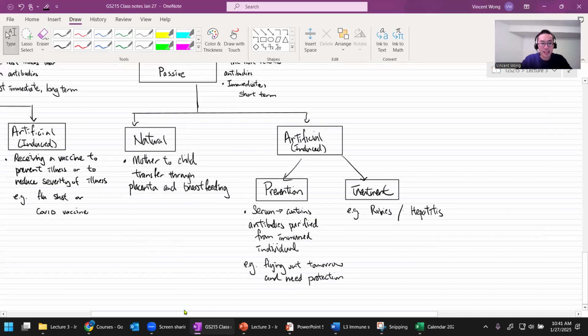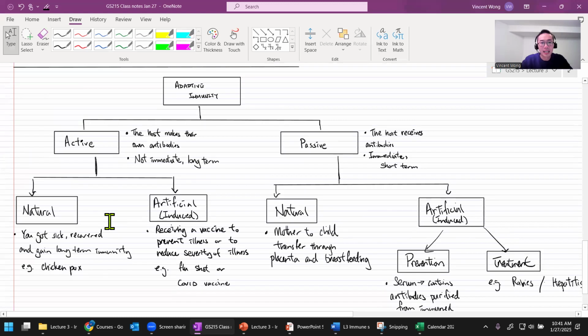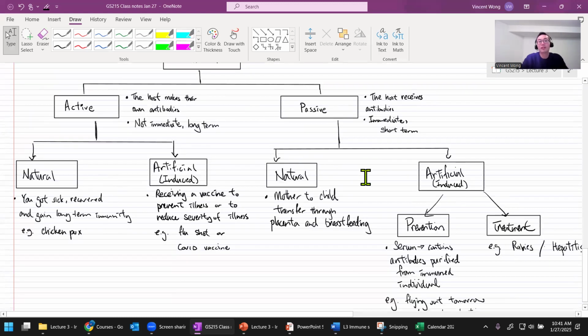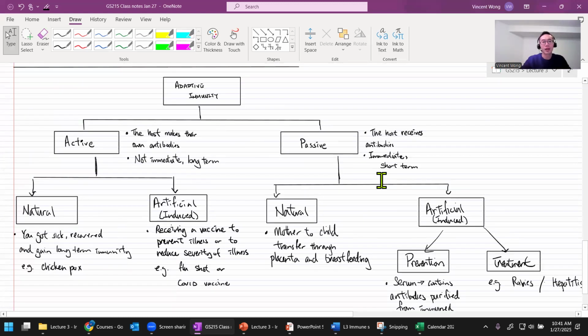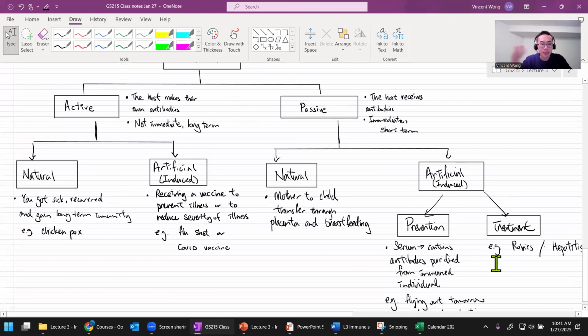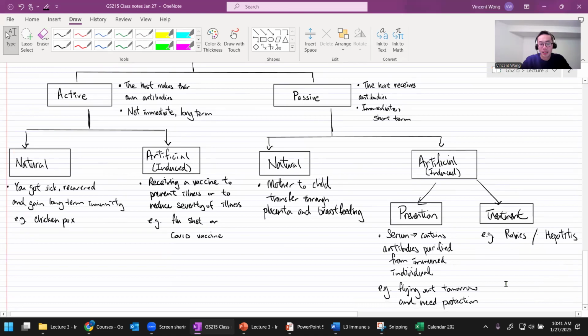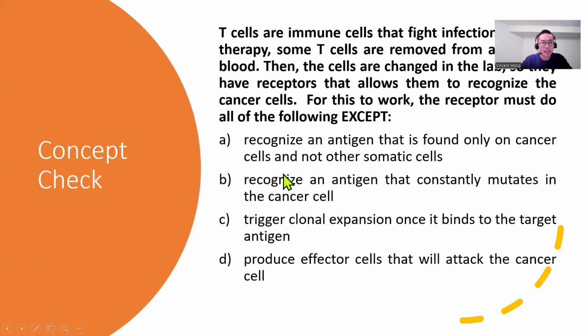So there you have it, different ways to activate your adaptive immunity. Some are long term, some not so much. Okay, we're almost there. Let's go back to the PowerPoint slides and finish up with a few other things.